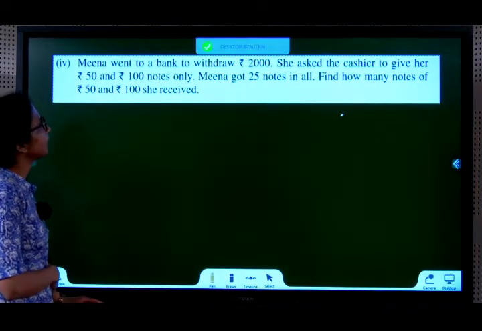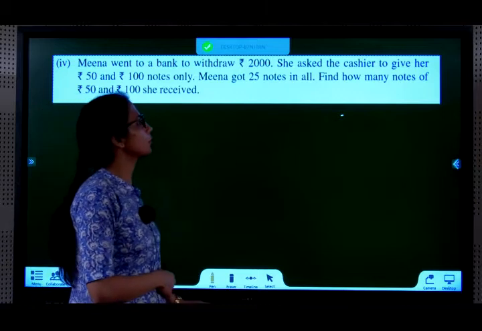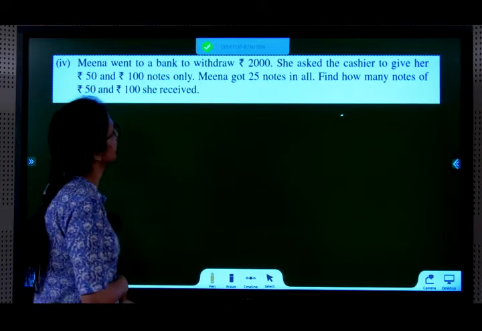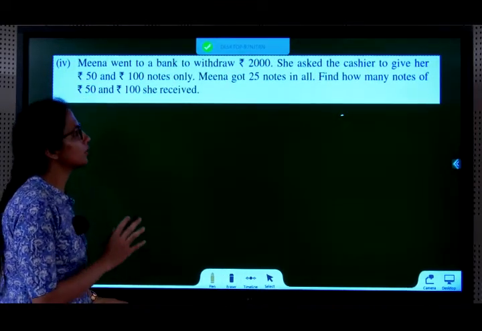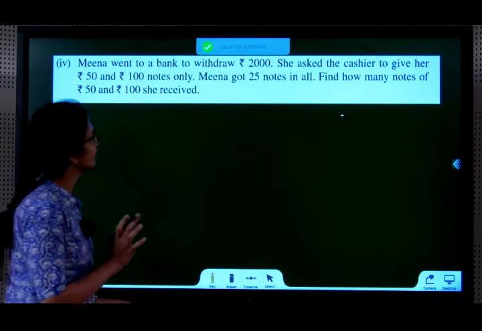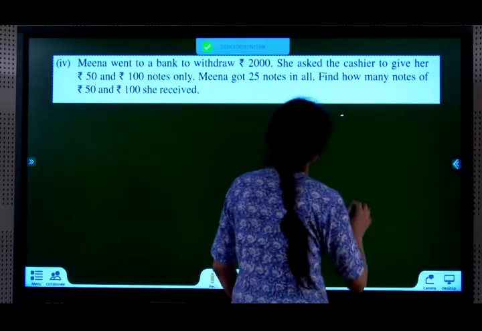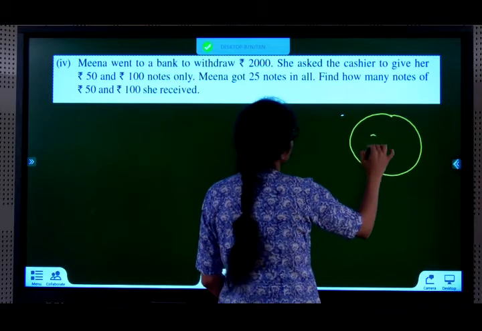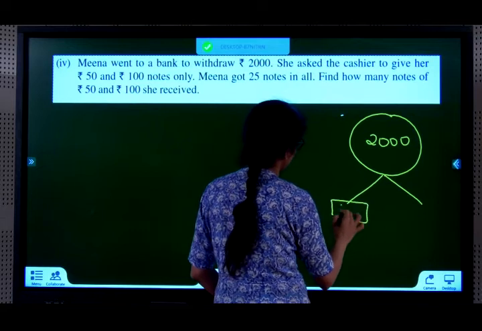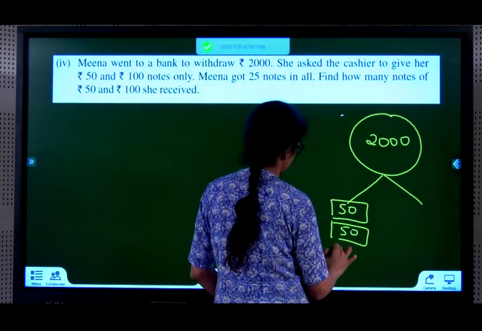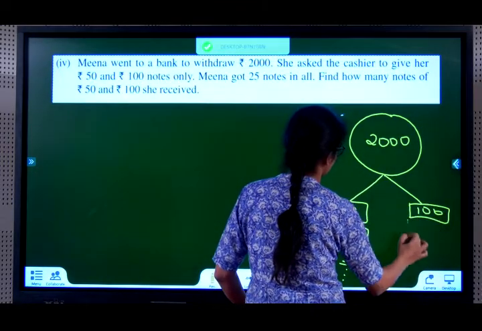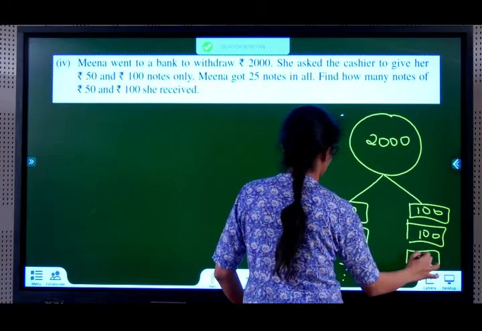Question 4. Meena went to a bank to withdraw rupees 2000. She asked the cashier to give her rupees 50 and rupees 100 notes only. Meena got 25 notes in all. Find how many notes of rupees 50 and rupees 100 did she receive. See. First of all, she went to withdraw rupees 2000. Correct? She got rupees 50 notes and rupees 100 notes. Please understand this question little carefully. It's very confusing.